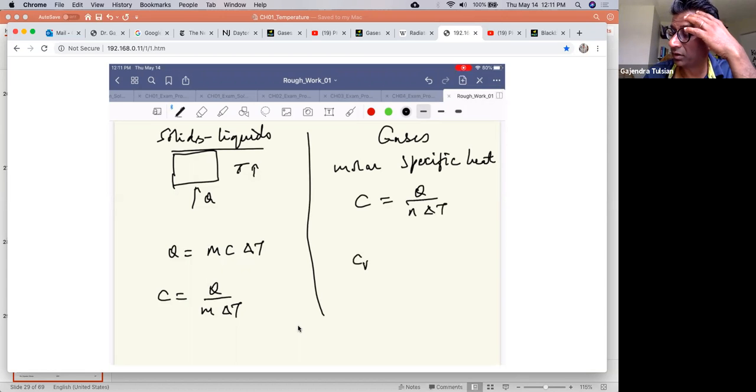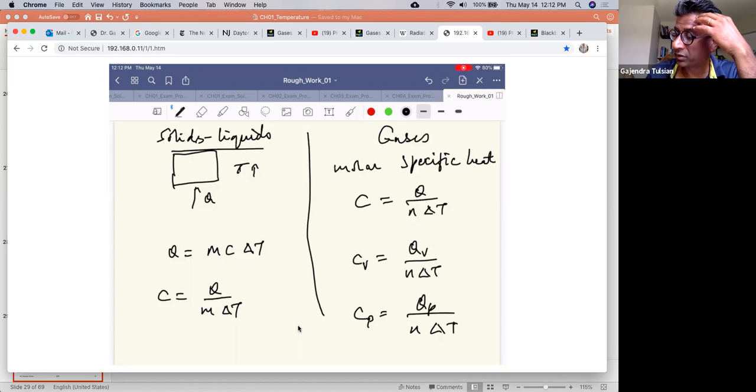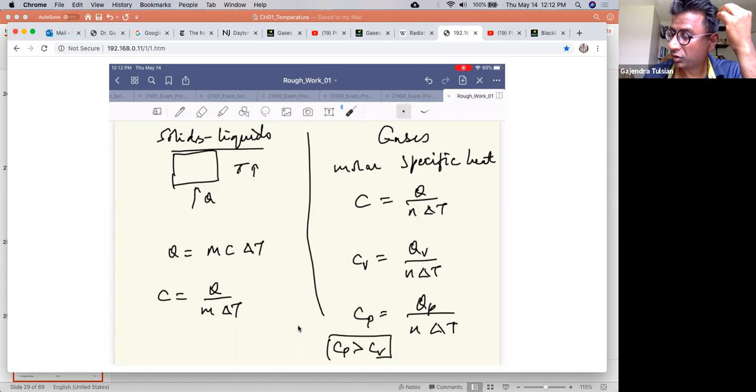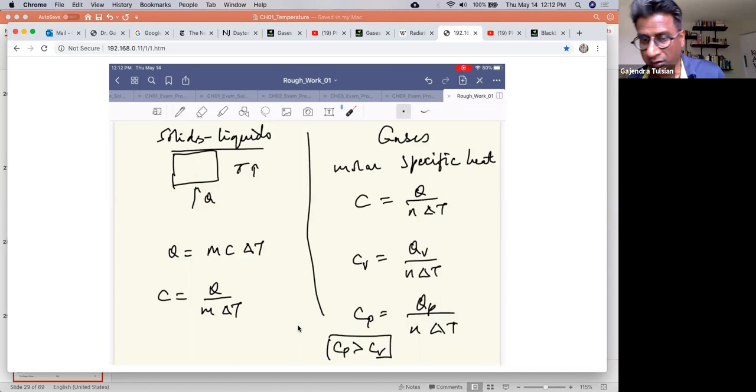And then we'll define specific heat at constant volume and specific heat at constant pressure. That is, we are adding heat at constant volume or constant pressure. And you'll see in the next chapter that Cp is always greater than Cv. What we're saying is you have to add more heat to raise the temperature by a given amount, everything else being the same. The specific heat at constant pressure is greater than the specific heat at constant volume.